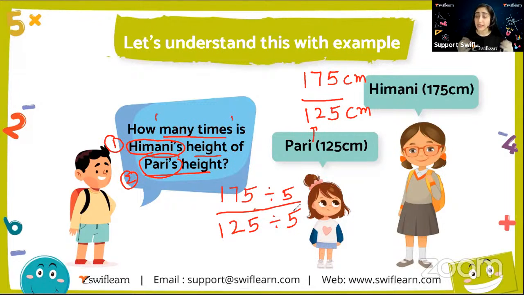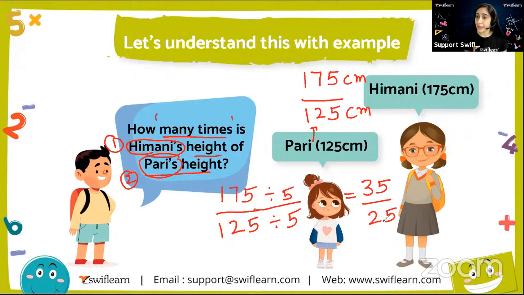To solve that, we have to bring it to the lowest form possible. So first we'll divide by 5. When I divide 175 by 5, I get 35, right? Similarly, when I divide 125 by 5, how much do I get?